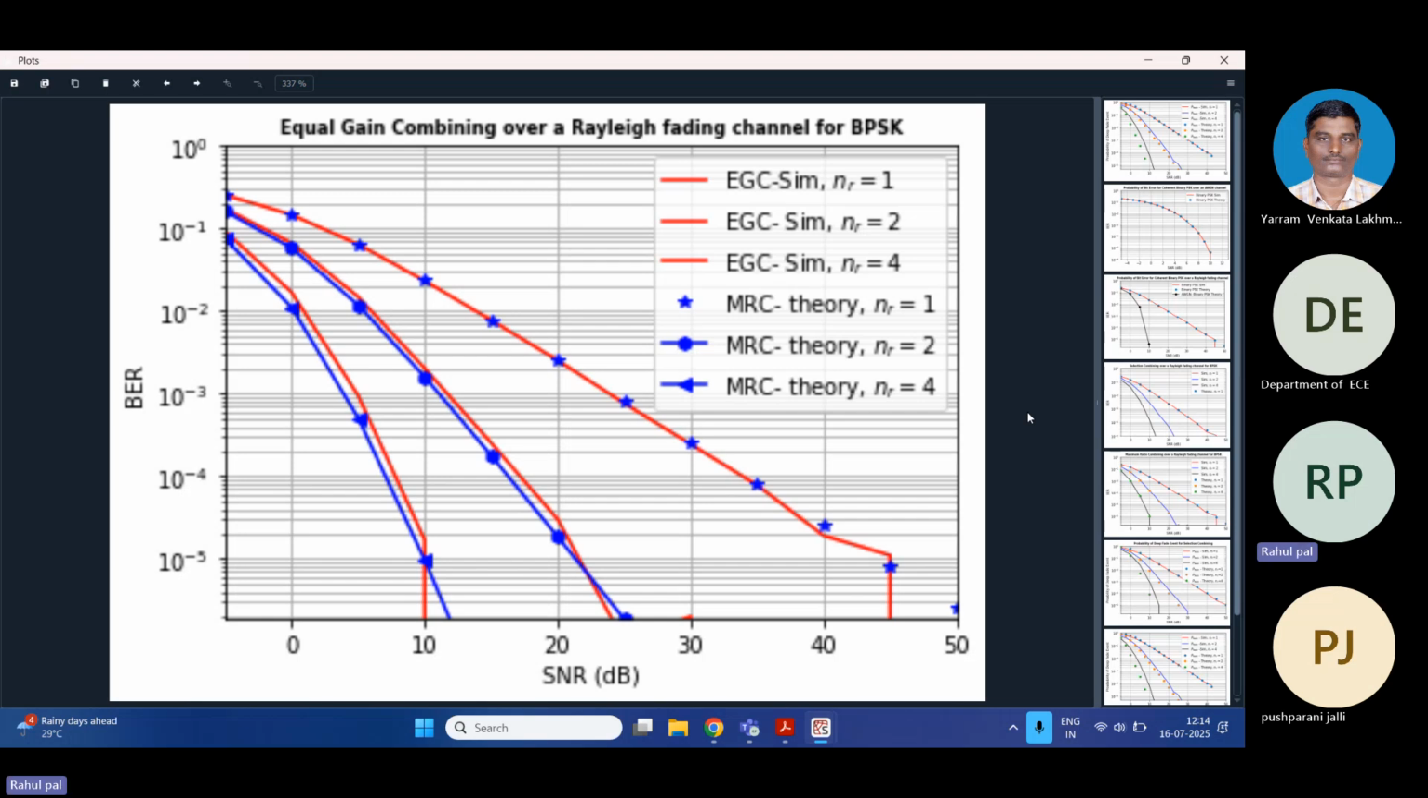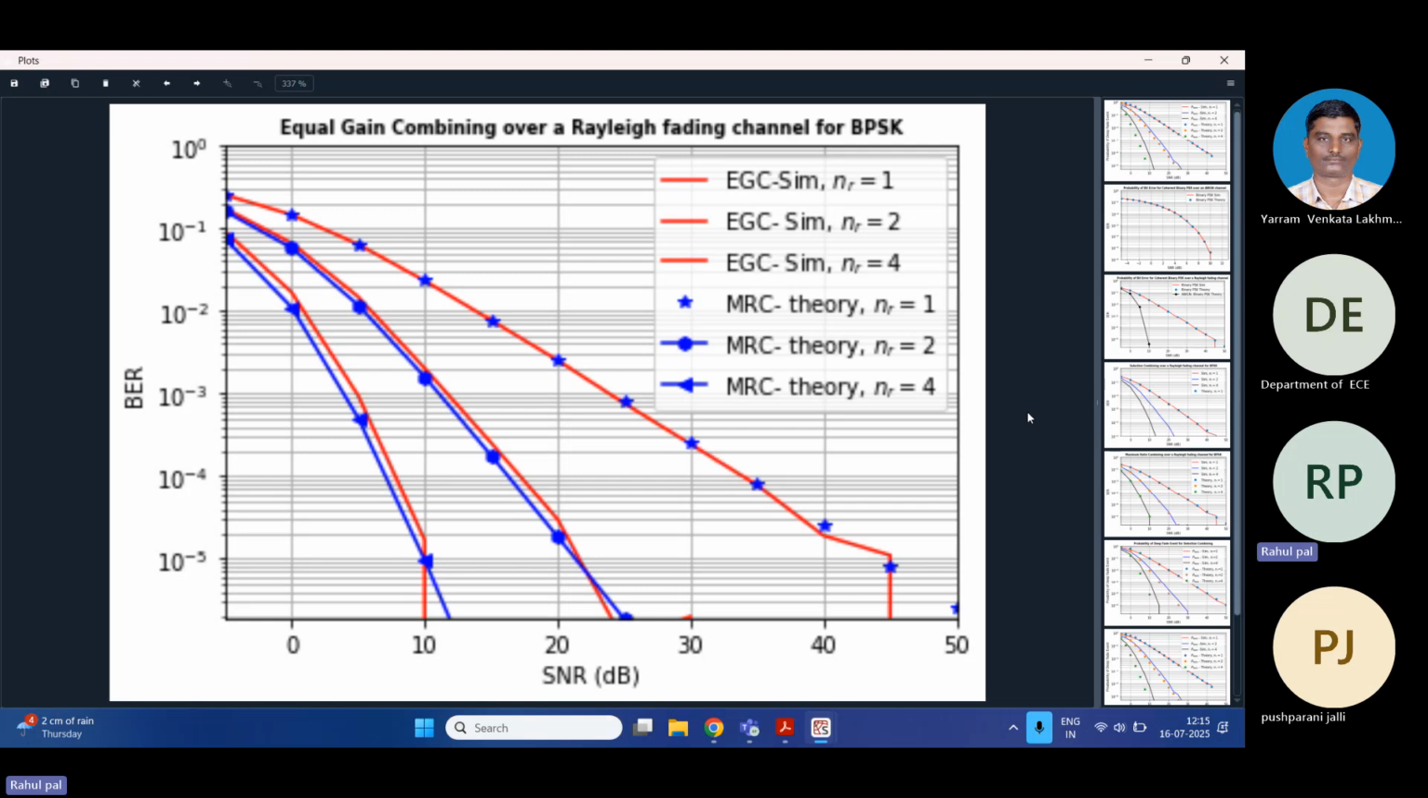Now, when we increase the number of receiving antennas, the red one is corresponding to the equal gain component, and the blue part is corresponding to the maximum ratio component. So, which one is better? Lower one or upper one? Yes, our goal is to reduce the probability of error. So now which one is good? Upper one or lower one? Red one or blue one? Which one is better? Anyone? Blue one is better.